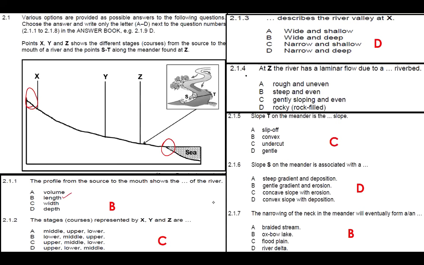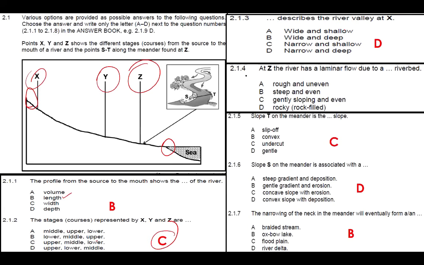It says here, the stages X, Y, and Z. So it must be upper course, it must be middle course, and it must be lower course. So it will be upper course, middle course, and lower course. So the correct answer there will be C. Describe the river valley at X. So we're looking at the river valley at X. Is it wide and shallow? Is it wide and deep? So the correct answer there, it is narrow and deep.